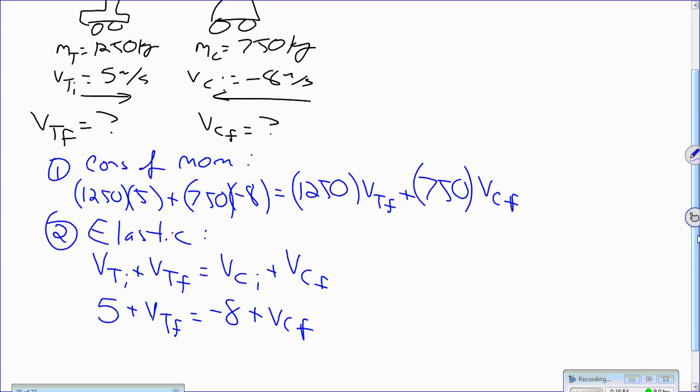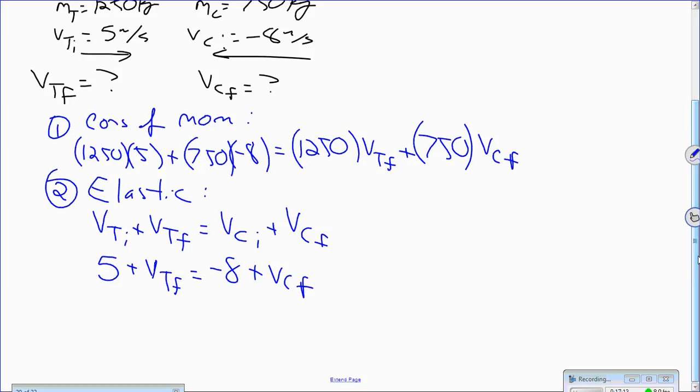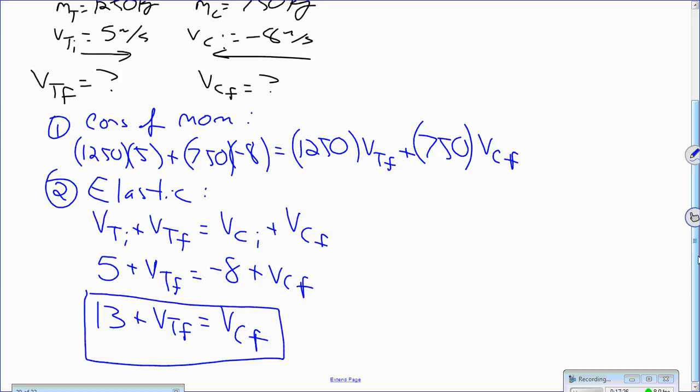There are a bunch of ways you can do this. My thinking is let's take that bottom equation and solve it for one of the 2 variables, and then plug it into the top equation. Make sense? All right, here we go. Let's add 8 to both sides. We'll solve for VCF. So we get 13 plus the velocity of the truck final equals the velocity of the car final. So now I'm going to take that and plug it into equation number 1.